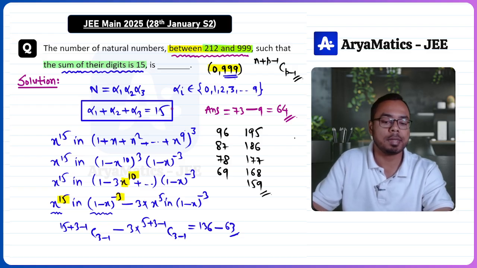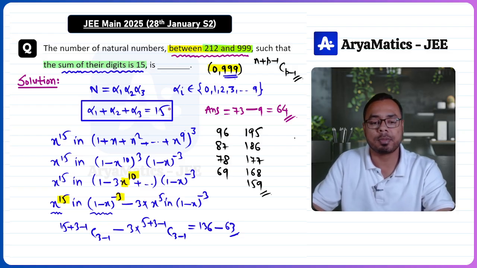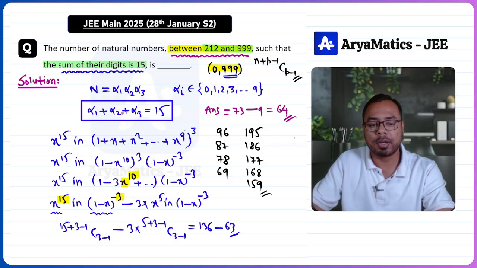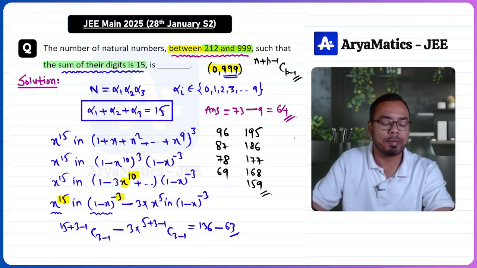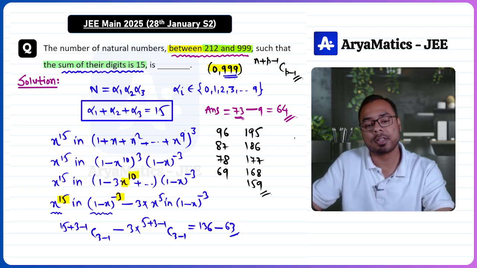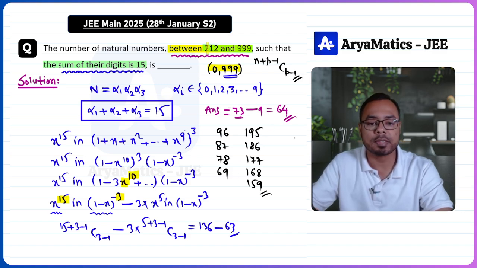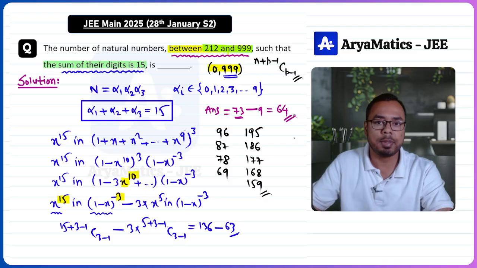So the coefficient method is another interesting method of solving this problem. If you take cases, you will get so many different cases. So alpha 1 plus alpha 2 plus alpha 3 equals 15, then the coefficient of x raised to 15 in this expansion will give us all the numbers from 0 up to 999. Now remove these 9 numbers because they are not satisfying this condition. So finally, the correct answer for this problem will be 64.